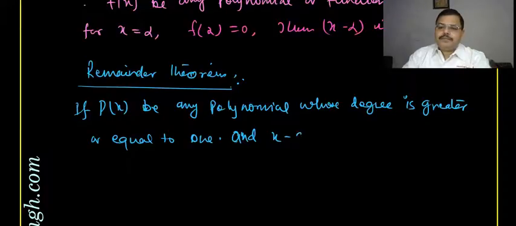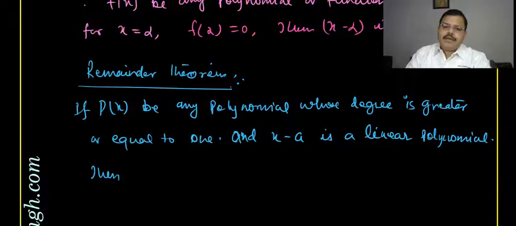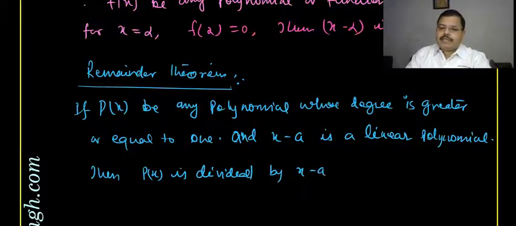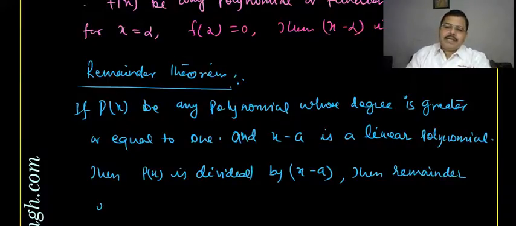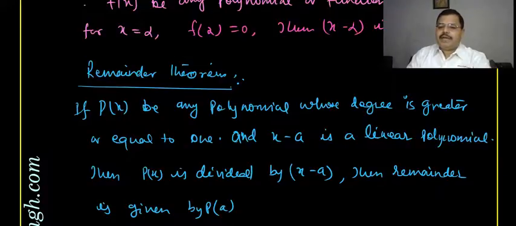and x minus a is a linear polynomial, then when p(x) is divided by x minus a, the remainder is given by p(a). Means for x is equal to a, if you put it, you will get the remainder.